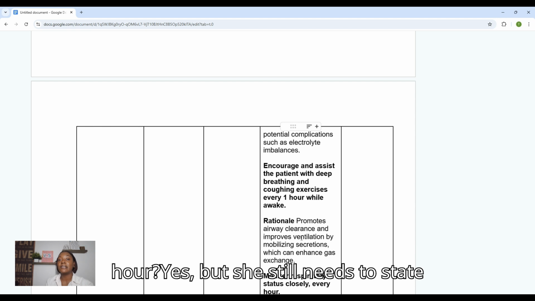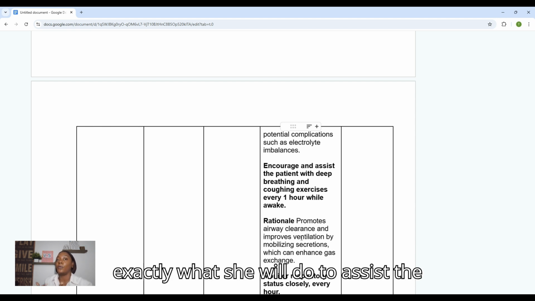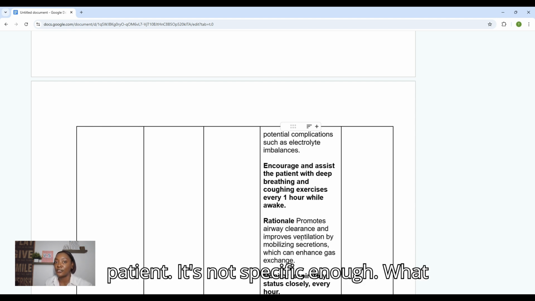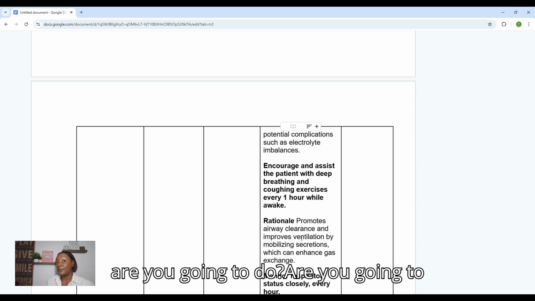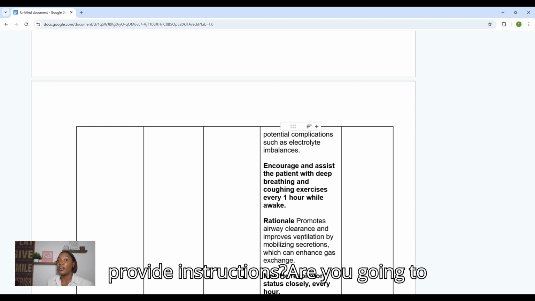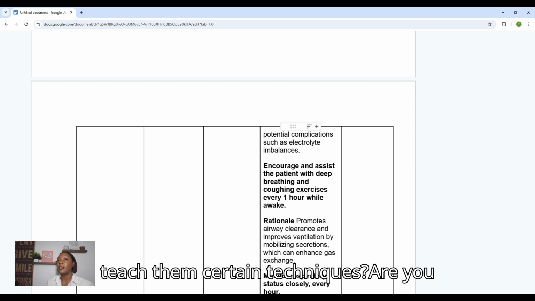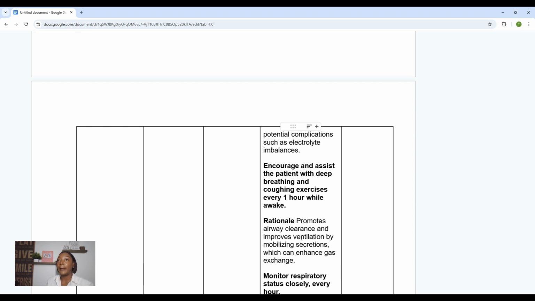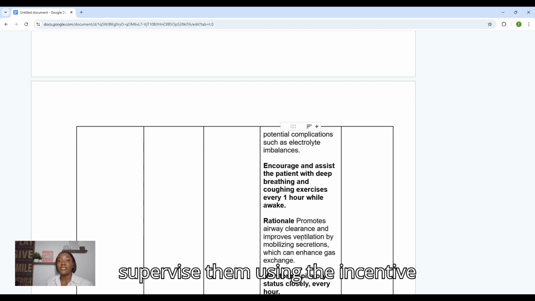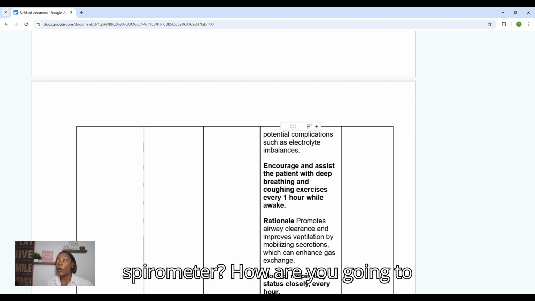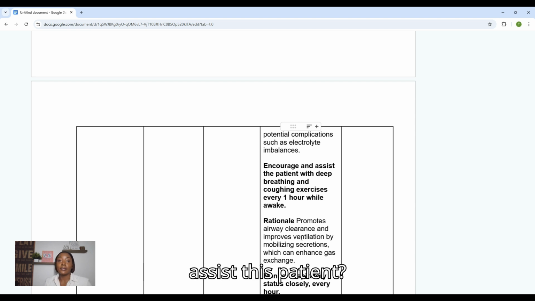Yes, but she still needs to state exactly what she will do to assist the patient. It's not specific enough. What are you going to do? Are you going to provide instructions? Are you going to teach them certain techniques? Are you going to supervise them using the incentive spirometer? How are you going to assist this patient?